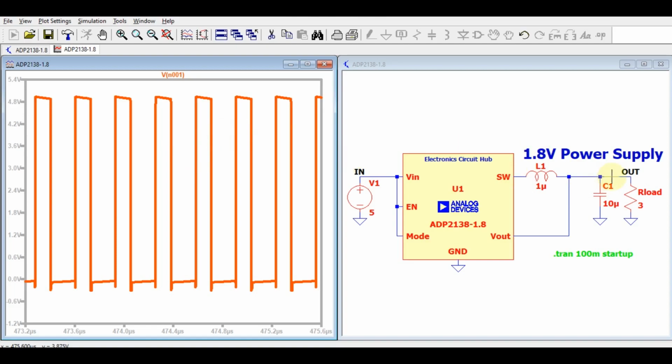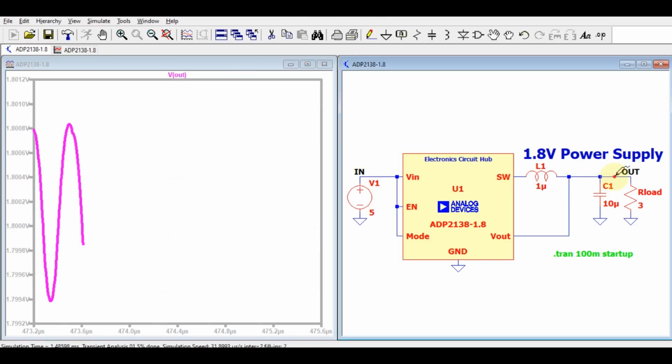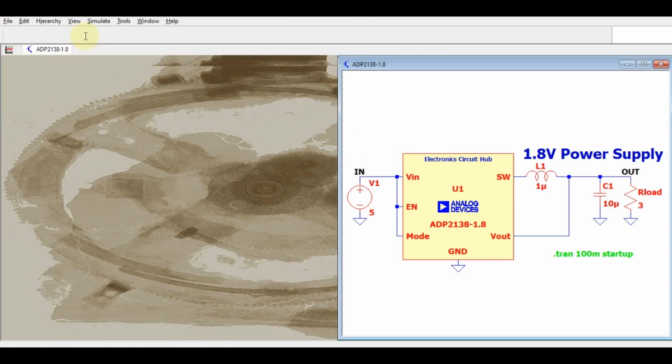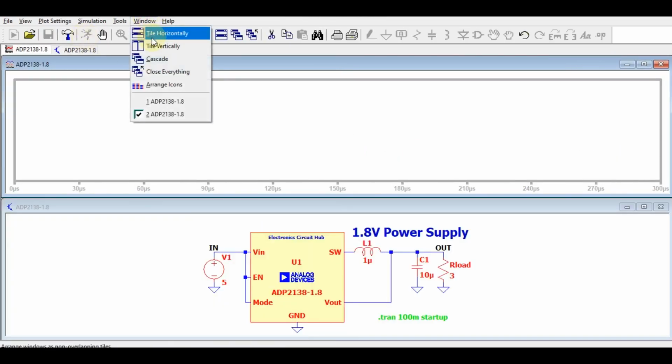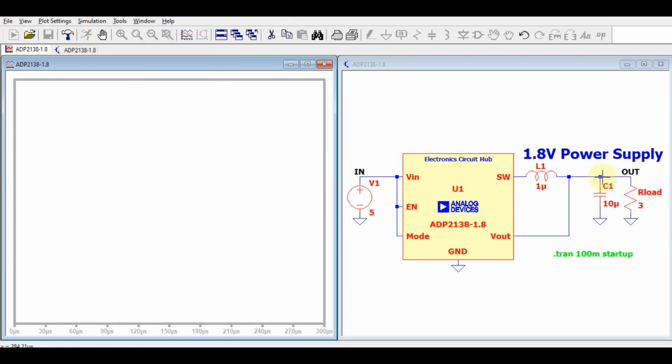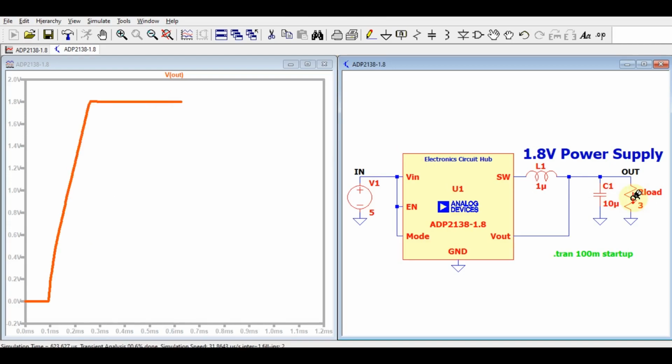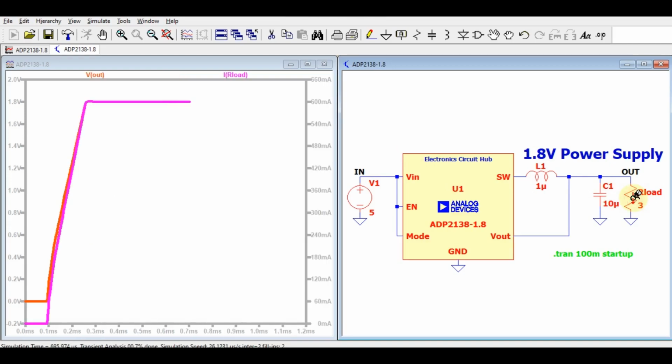If you want to look at the output voltage, let me show you the output voltage. It is something in the form of ripple. But if I want to show you again the output voltage, let me show you. So you can see here this is the output voltage which is coming very close to 1.8 volt, right? If you want the output current, let me show you the output current. So this is basically the output voltage and output current. You can see both.